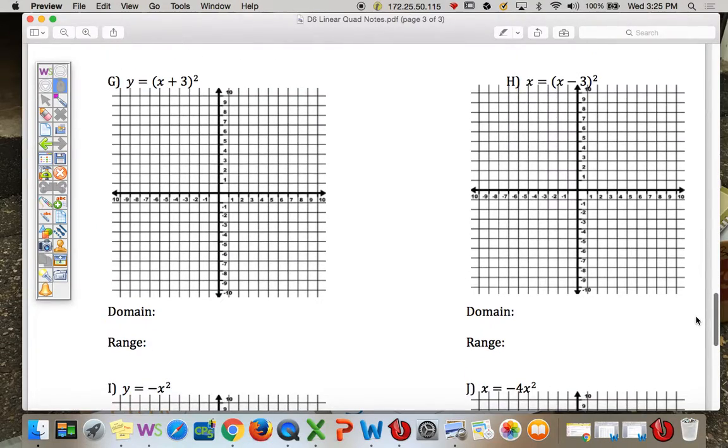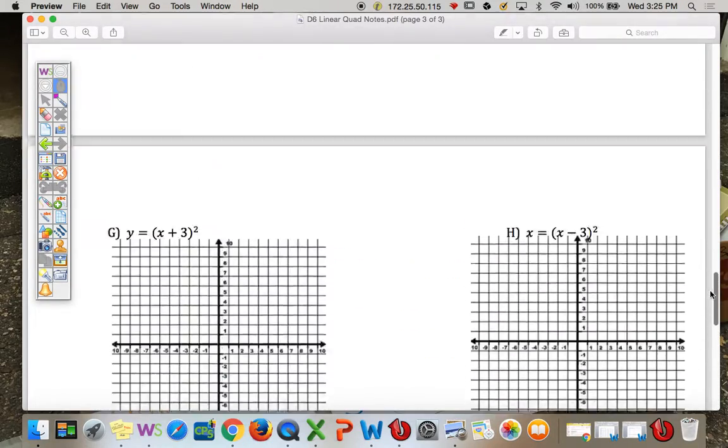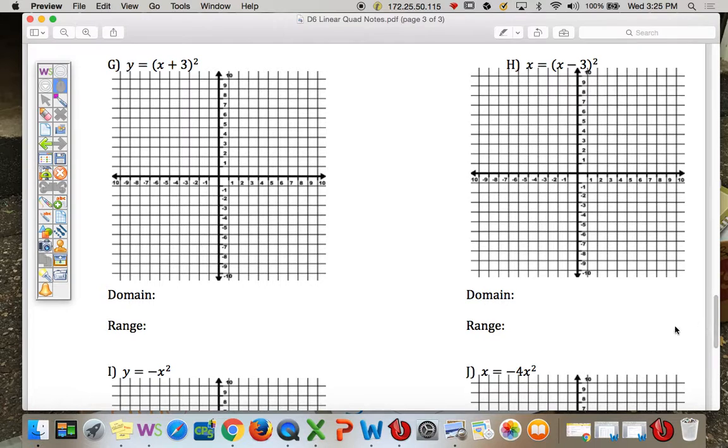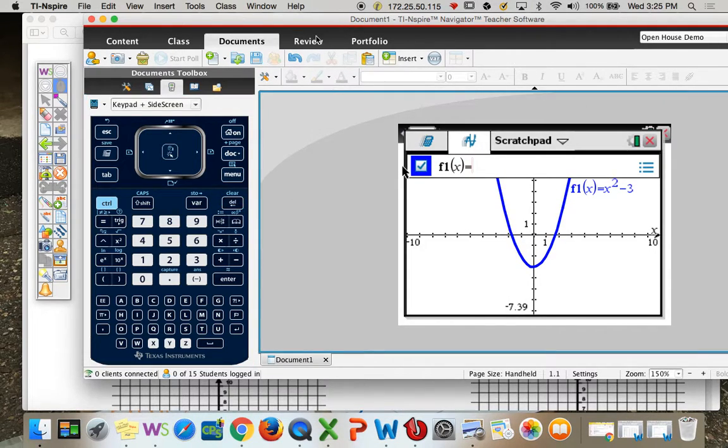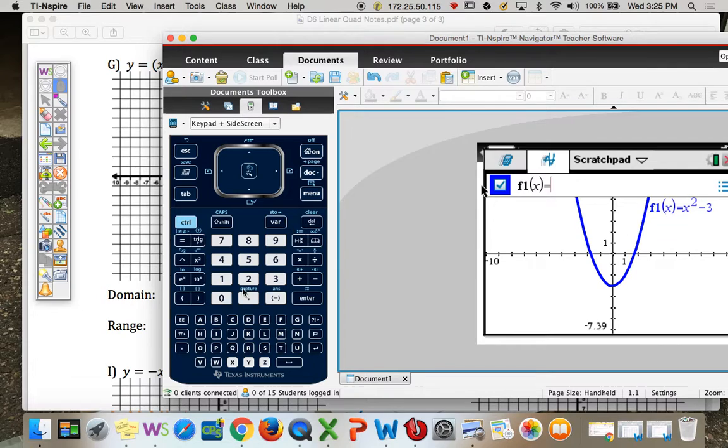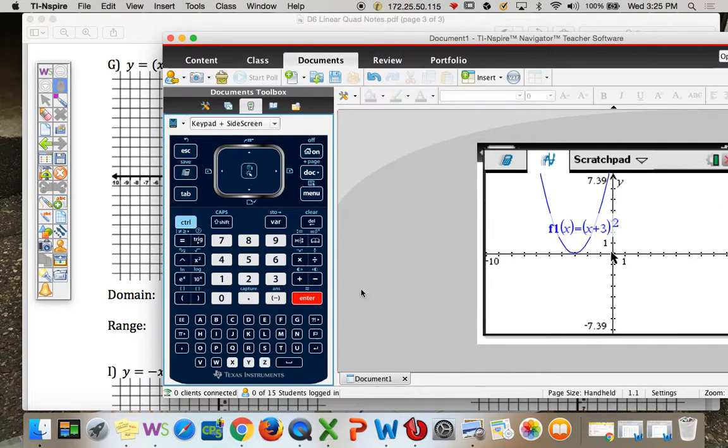Okay, let's take a look at these. So there's more to graph right here, and we'll talk about domain and range. So let's graph in parentheses. So I hit tab, and I'll get back to this graph. Equals. Okay, so I want in parentheses x plus 3. And then we'll square this. Okay, so this one, think about the vertex that was at 0, 0.